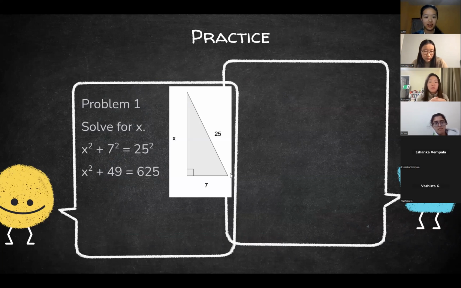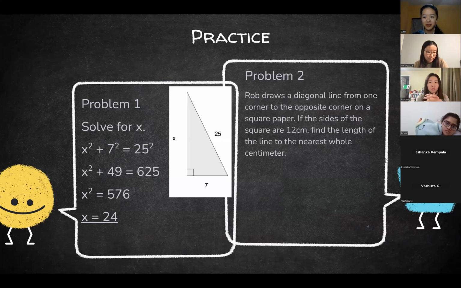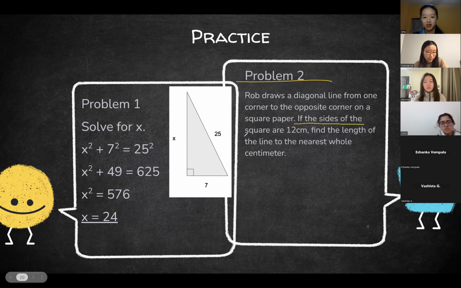Should we do practice? Okay, let's do the second practice. Problem 2. Ooh, word problem. Okay. Problem 2. So Rob draws a diagonal from one corner to the opposite corner on a square paper. If the sides of the square are 12 centimeters, find the length of the line to the nearest whole centimeter. And if you want to use a calculator for this one, you can.